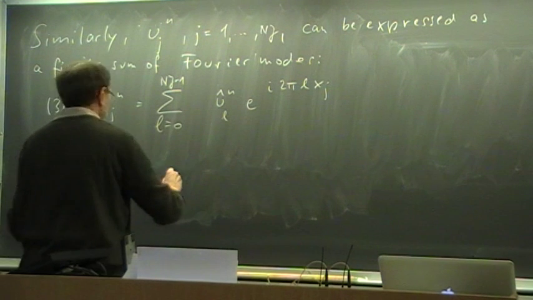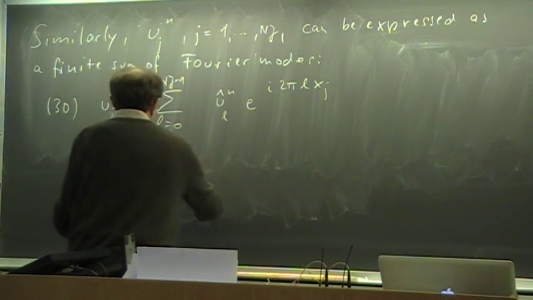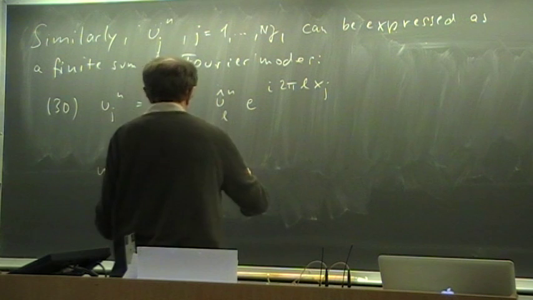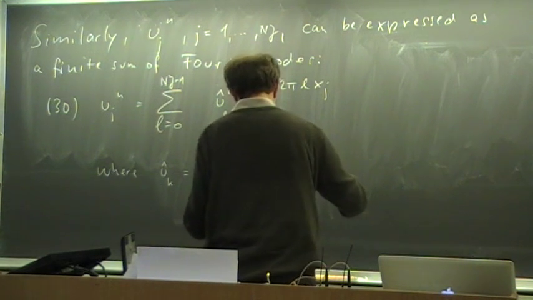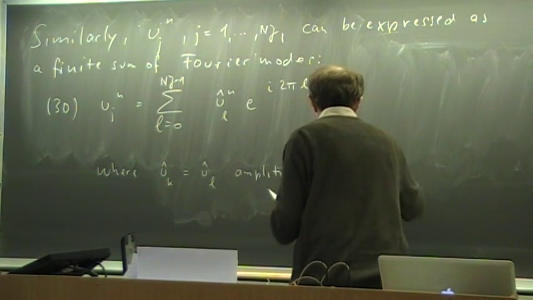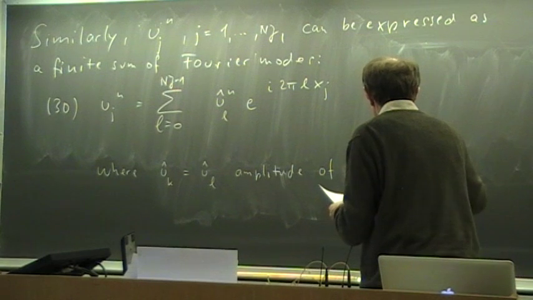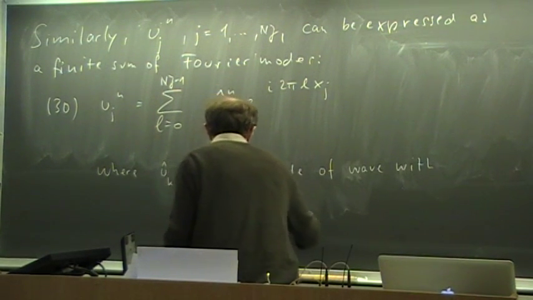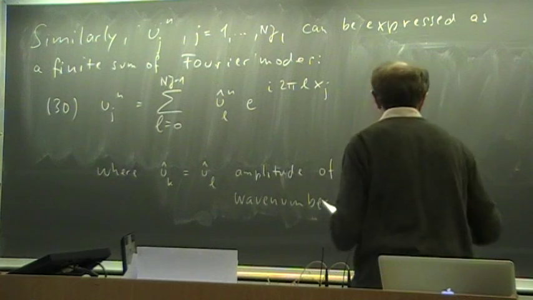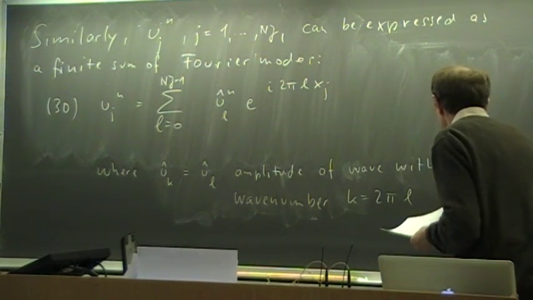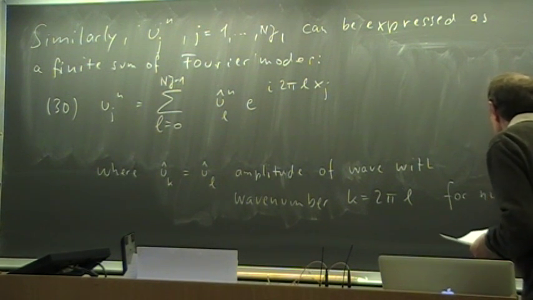We just note that the amplitude u hat, where we also use the k here, is equal to u hat_l, the amplitude of the wave with the wave number k equal to 2 pi l for the numerical solution.